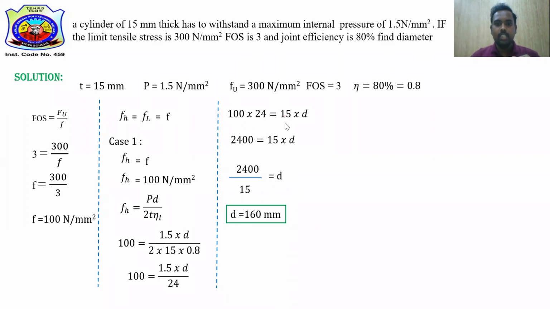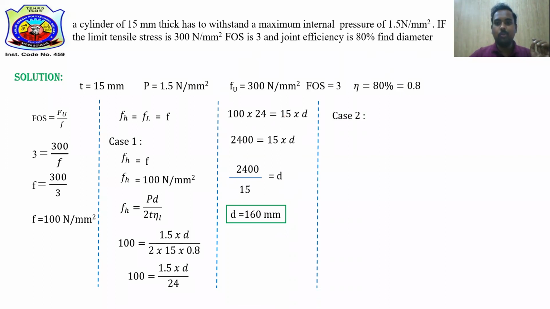160 mm. Students, instead of taking 1.5, I have taken 15 here. So if you take 15, I'll get this value 160, and you just check by substituting 1.5. Instead of taking 1.5, I have taken 15 out of confusion. So just to understand the concept, try to replace 15 with 1.5, then calculate your answer. You will get a bit different answer. Not a problem. So this is the diameter.